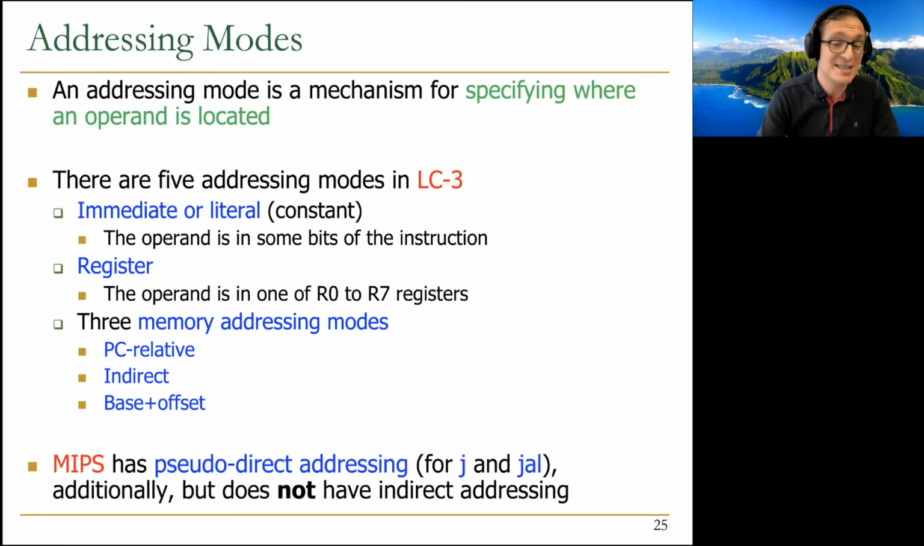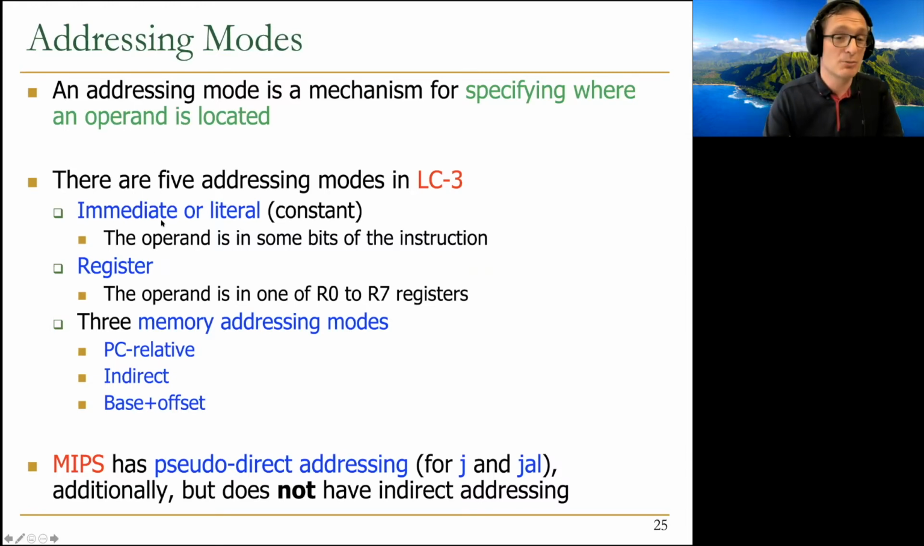So MIPS has pseudo-direct addressing for jump and link, as we saw earlier, but does not have indirect addressing. So MIPS actually has all of these addressing modes as well, but in addition, it has pseudo-direct, but it doesn't have this indirect because they thought you could actually use more instructions to be able to do this.